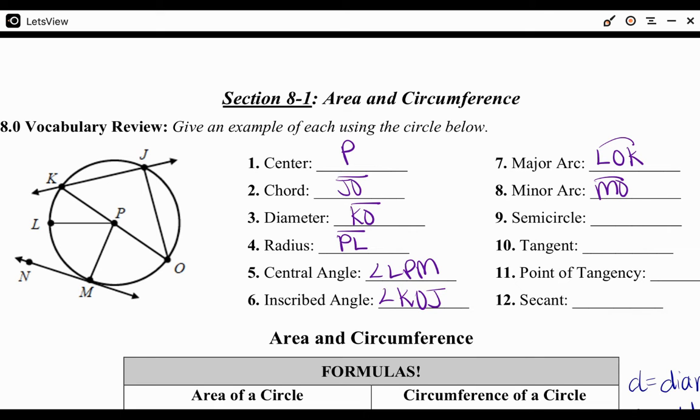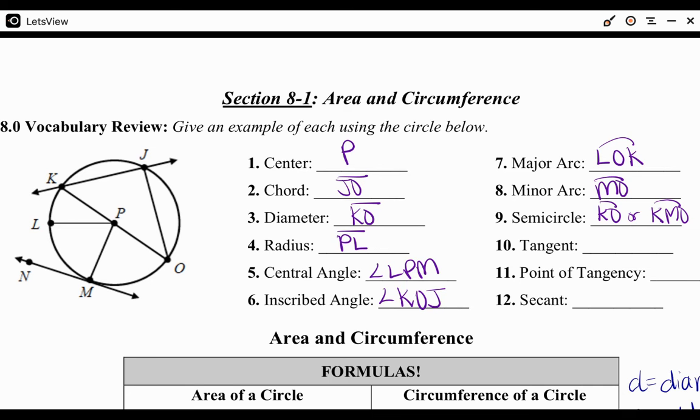And there's tons of different arcs, so we could do JO, KO, ML. Semicircle is just half your circle, so we could do KO. Or you could be more specific and say KMO.